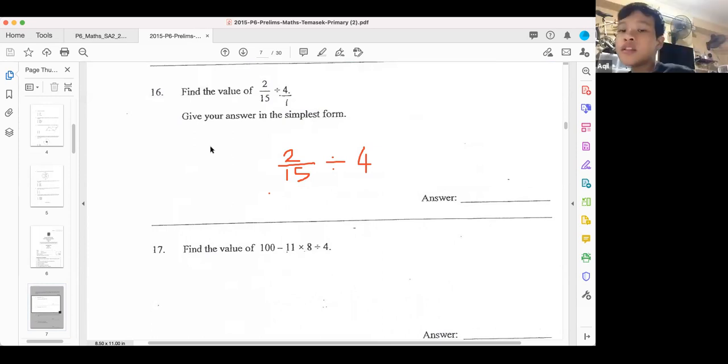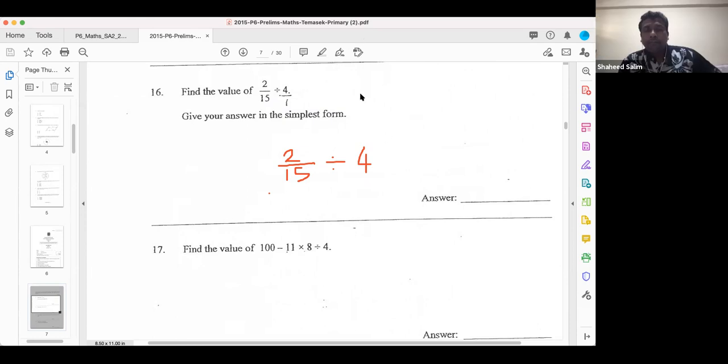Wow, 1 over 30. Well done, 1 over 30. Okay. So Izzat, just a moment. So this one becomes 2 over 15. We do the flip. This we put over 1. So times 1 over 4.